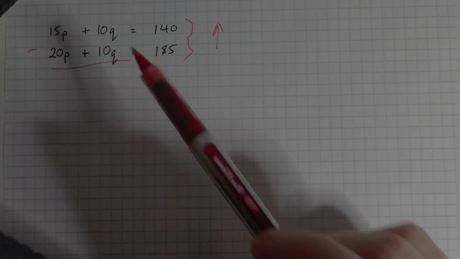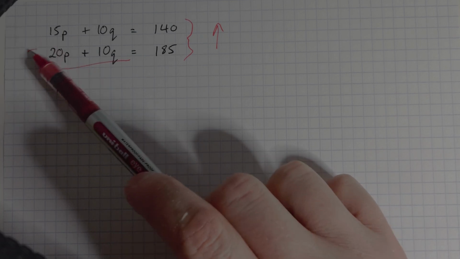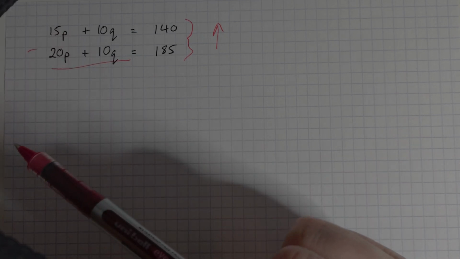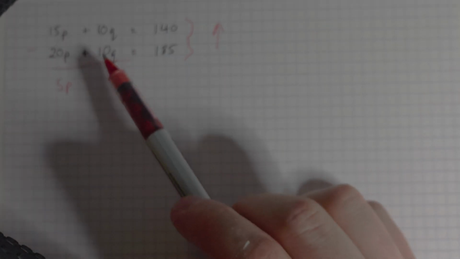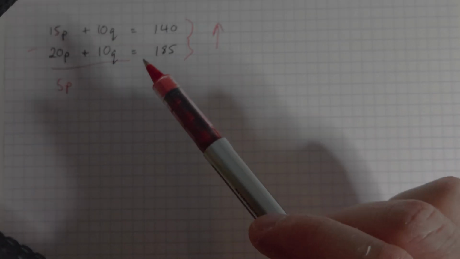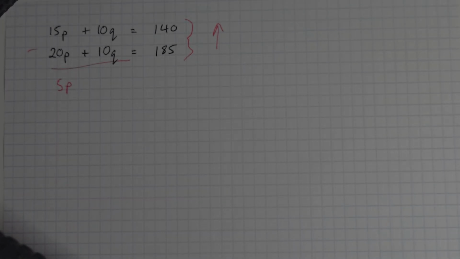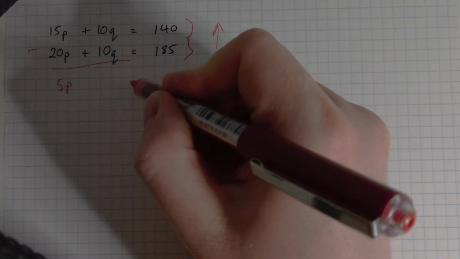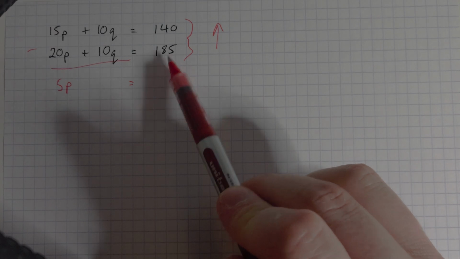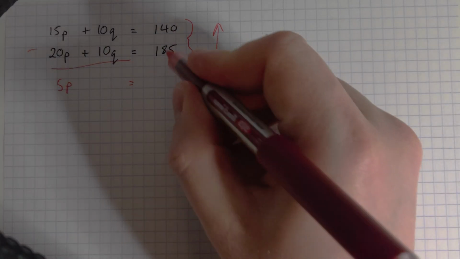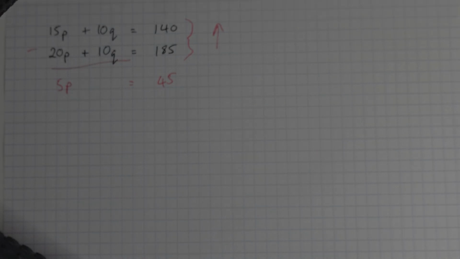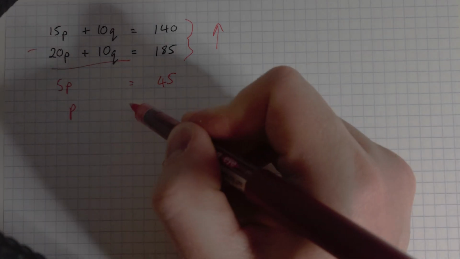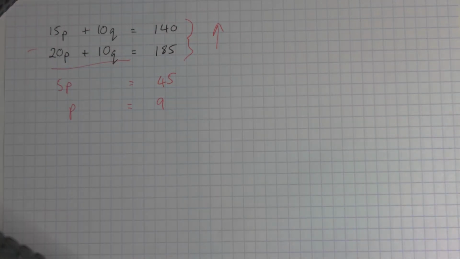So I'll show you what I mean by that. Okay, over on the left, we're doing 20p take away 15p. That's 5p. 10q take away 10q, well, nothing. 10q take 10q is 0. And 185 take away 140, because I'm subtracting upwards, is 45. If 5p is worth 45, let's divide both sides by 5. That will give that 1p is worth 9.